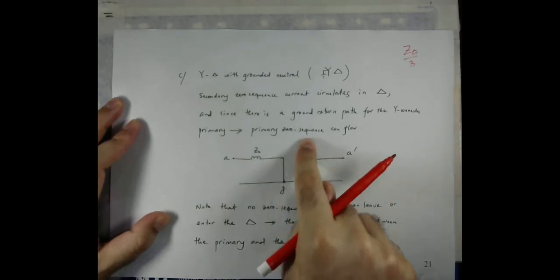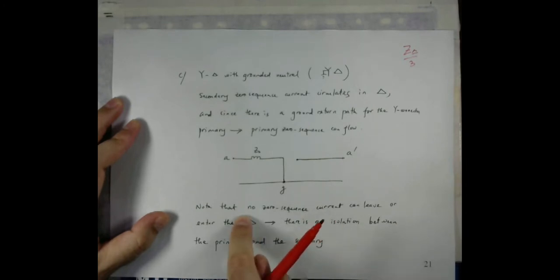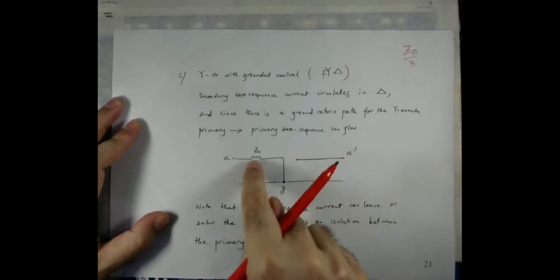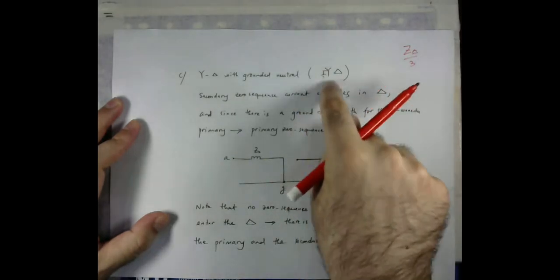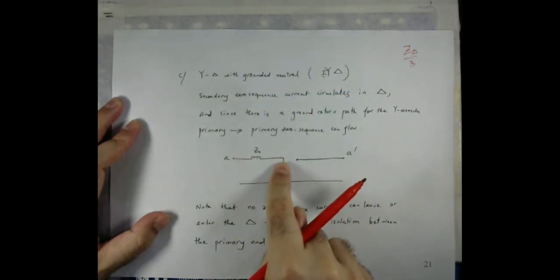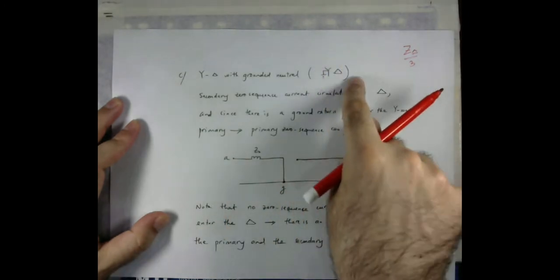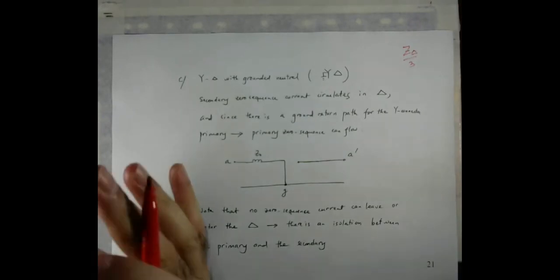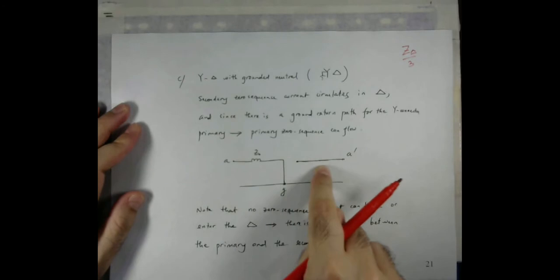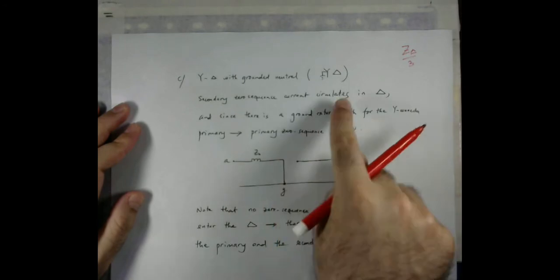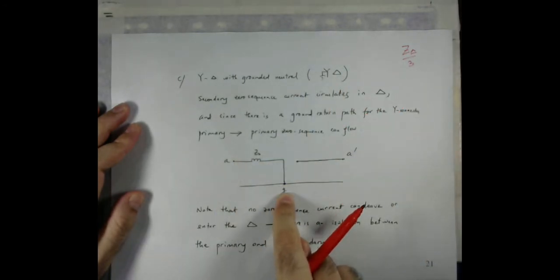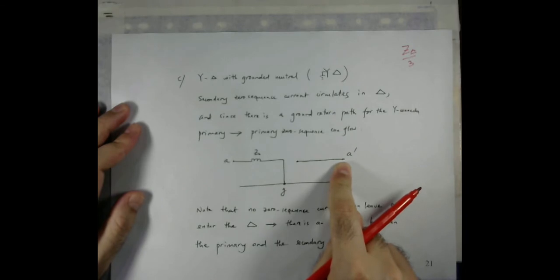So that's what is shown here. Because no current leaves or enters the delta connection, it only circulates in the delta connection. That's why there is an isolation between the primary and the secondary side. As the Y connection neutral is grounded, the zero sequence current flows. But because the secondary side is delta, where the current neither leaves nor enters the delta, there is an isolation between the primary and the secondary side. The primary side has a zero sequence current to the ground and it is isolated from the secondary side.